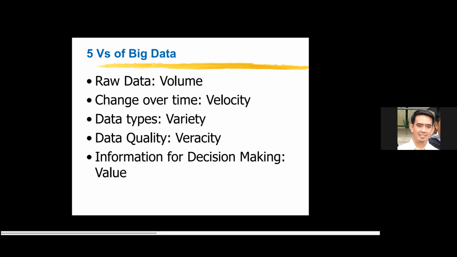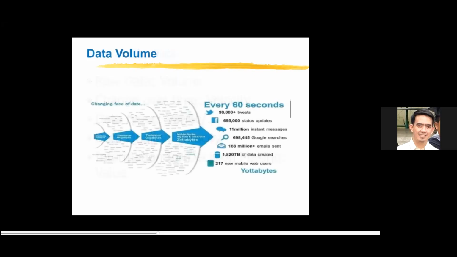So aside from that, we have velocity, variety, veracity, and value. So these are basically the 5 Vs of data which we refer to: the rawness of data that are being collected, the changes of data over time, and the data types that we gathered. The quality of data that we gather should be accurate, or is it inaccurate, and the information for decision making. We can only say that the data, big data, has value if it can be used for making informed decisions. So let's go over it one by one.